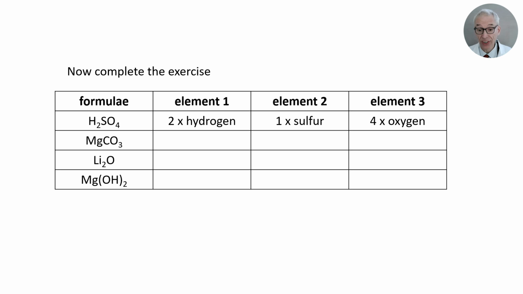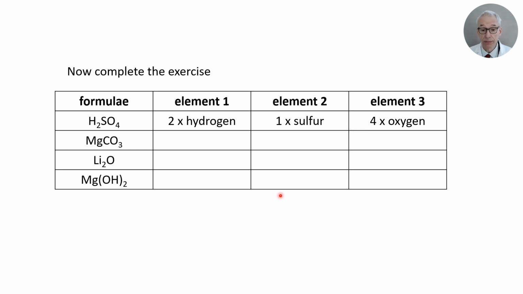Now try this exercise in interpretation of formulae. So I've done the first one as a model. H2SO4, that's hydrogen sulfate or sulfuric acid. We've got 2 hydrogens, so I write 2 times hydrogen. Second element is capital S, so that is sulfur. There is only 1 of those. Capital O, so that is oxygen, and there are 4 oxygens, so I write 4 times oxygen. Could you complete the table for the remaining 3 compound formulae? Pause, come back to check your answers.